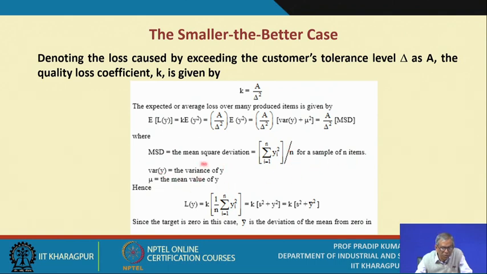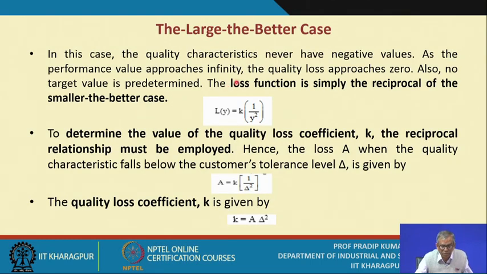So already we have specified what mu is. Mu is the mean value of y, and the variance of y is denoted by sigma square. Hence the loss function is given by this, is it okay, K times, for a specific sample. That means mu is replaced with y bar square, and sigma square is replaced with the sample variance, with notation small s square. Since the target is 0, y bar is the deviation of the mean from 0. That's it.